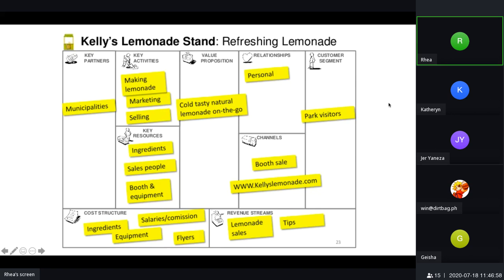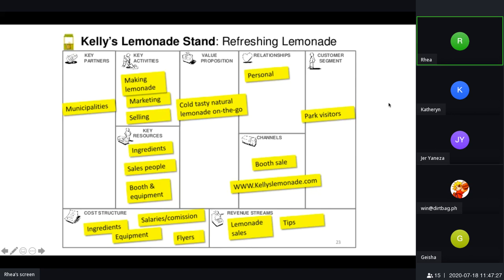How will you now make sure that your lemonade will reach your target market? You have the channels. So in this example, the channel would be a booth sale. Like I really put up a stall in the park. Or my second channel would be creating a website, kellyslemonade.com.